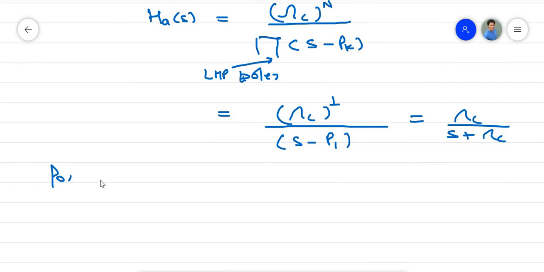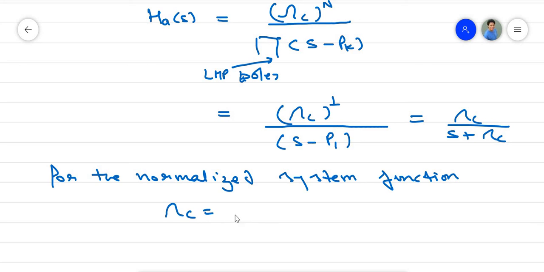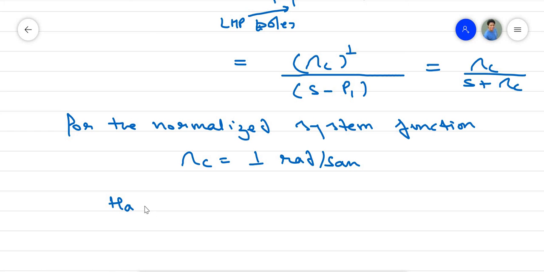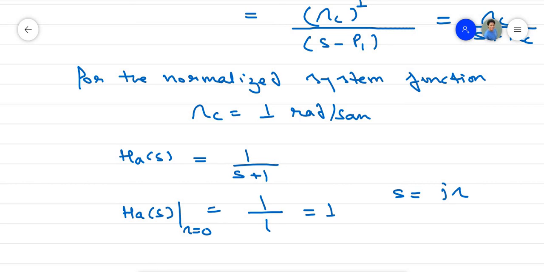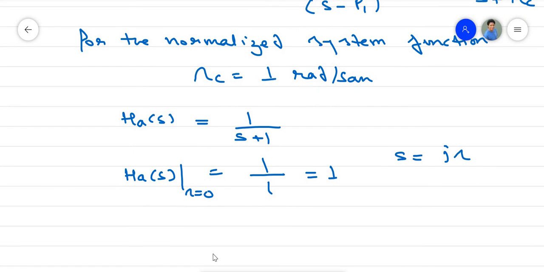Now for the normalized system function, we will put omega c equal to 1 radian per sample. Then H(s) will be equal to 1 over s plus 1, and for H(s) at omega equal to 0 and s equal to j omega, it will be 1 over 1, that will be equal to 1. So that is the normalized function we have obtained, and we have also verified its condition. That's all for this lecture. Thank you.